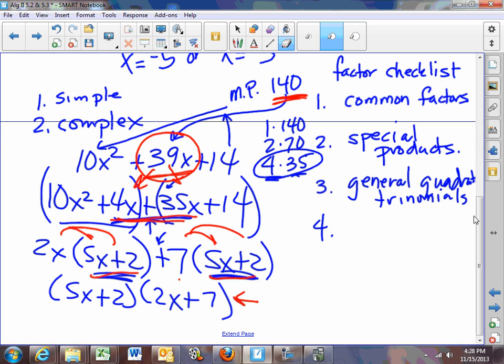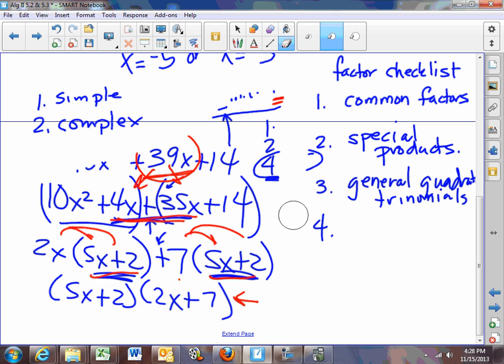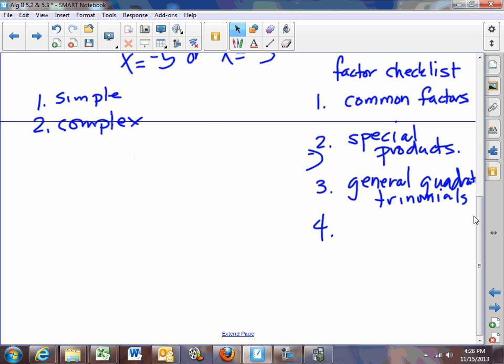So I'm going to erase this now, not the whole thing, but this part right here, and we're going to work on another one that has some negative signs in it. So let's use 6x squared minus 9 minus 25x. I think that'll work. Let's see. It should work, yes. Okay, so let's use this one.